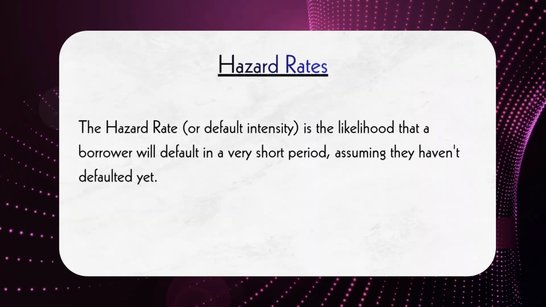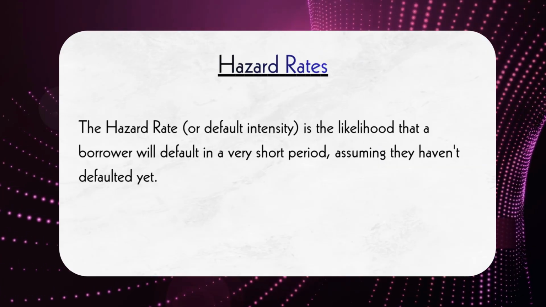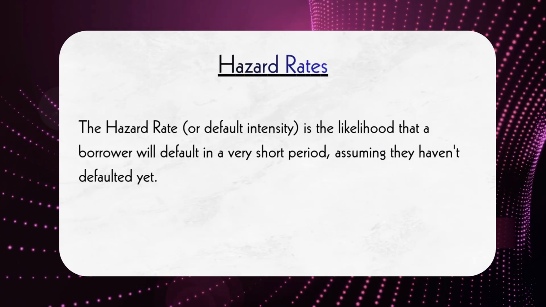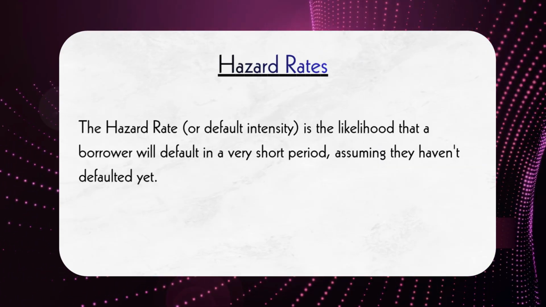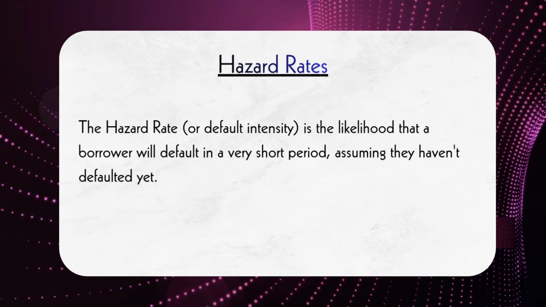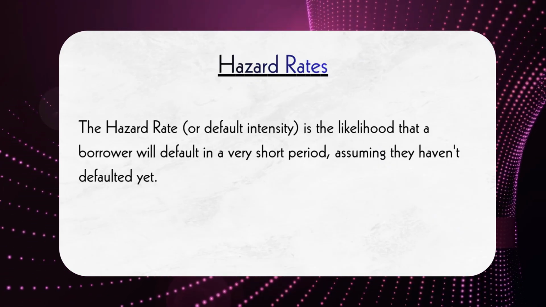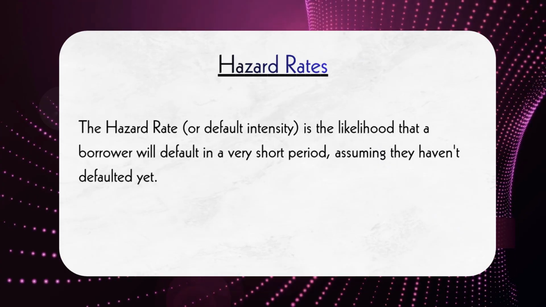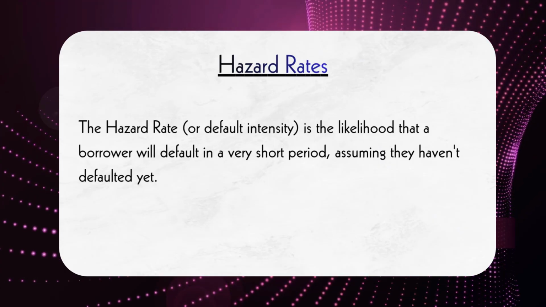Today, we are diving into the mechanics of credit risk, specifically focusing on hazard rates and recovery rates. To understand the risk of a bond defaulting, we first look at the hazard rate, which represents the probability of default over a very short time interval, assuming the issuer has survived until that point. This is also known as default intensity.